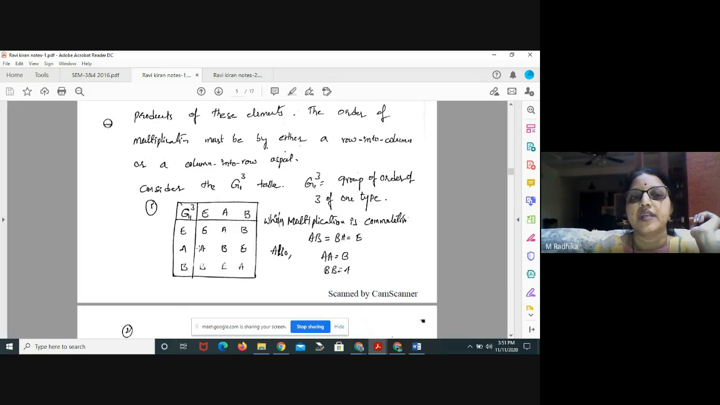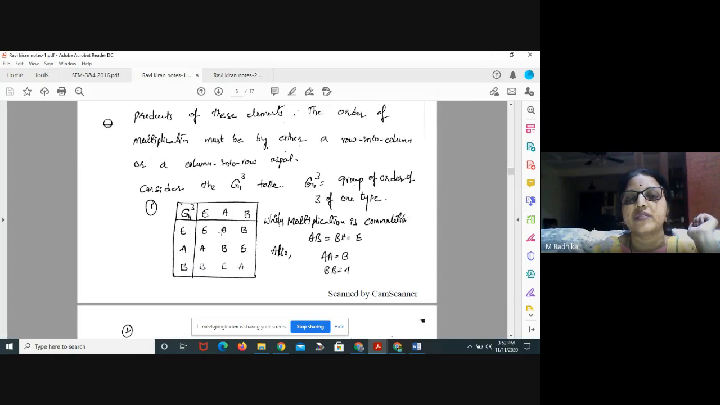Similarly, this column also you can see A into E is A because I am multiplying it with identity. B into E is again B. So this part and this part are already fixed, because here I am multiplying with identity, same elements will come. Now look at this column. I have E, A and B. None of the elements has repeated, right? They are appearing only one time.